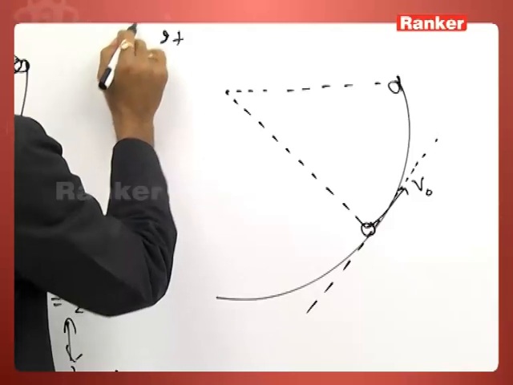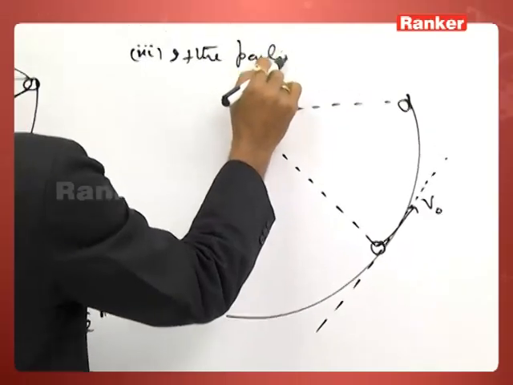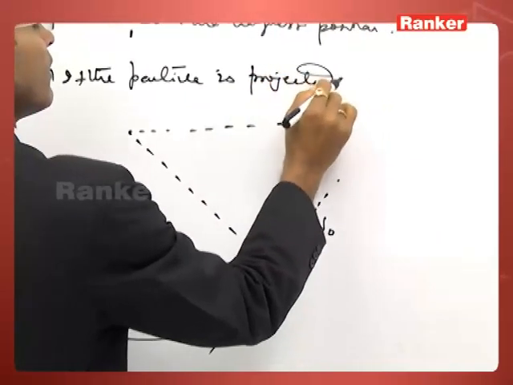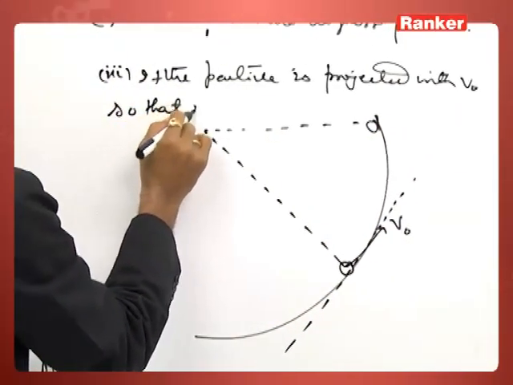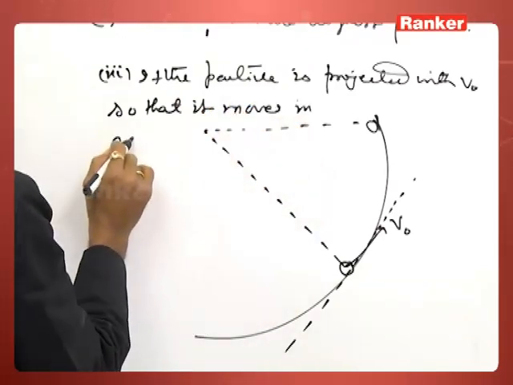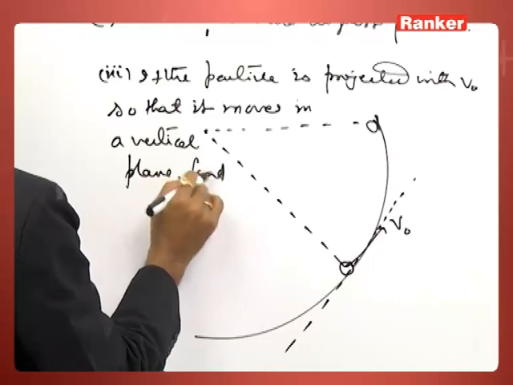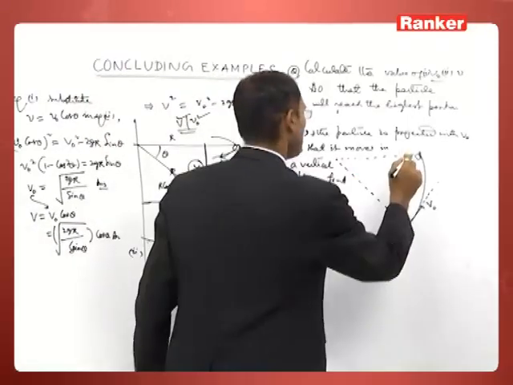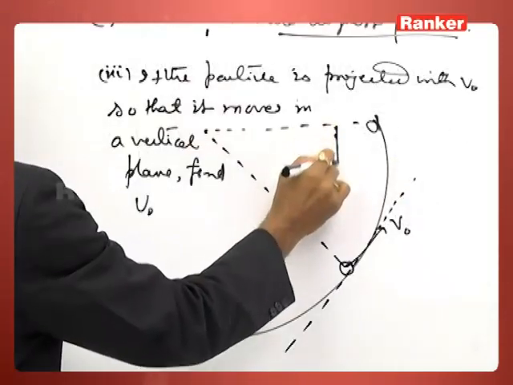If the particle is projected with v naught so that it will move in a vertical plane, find v naught if the particle goes to the topmost position, to reach the highest position. A relatively easier question.